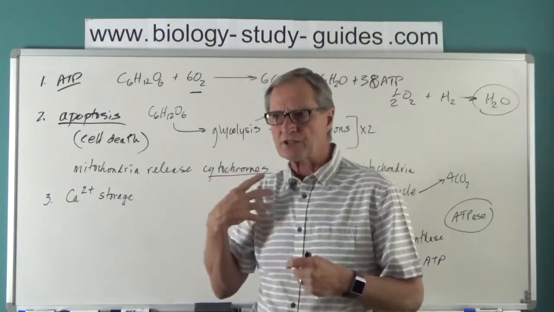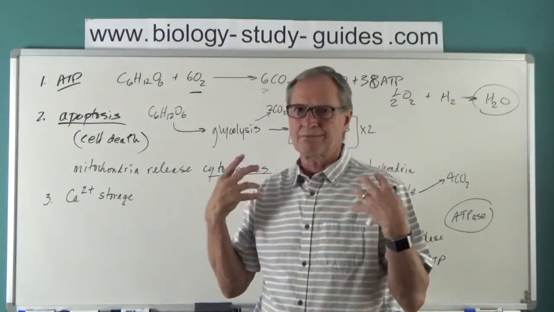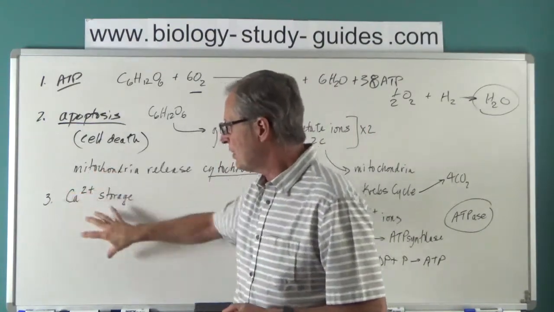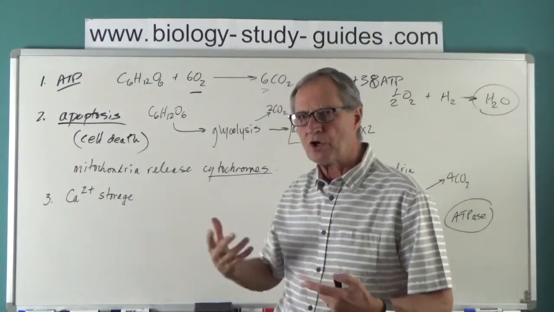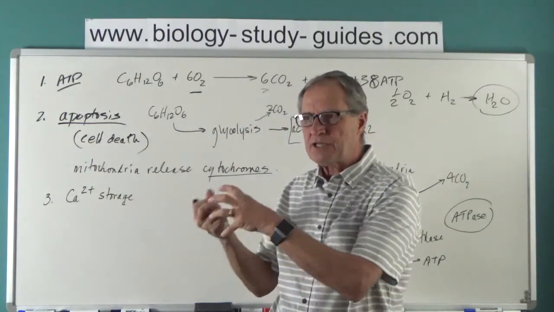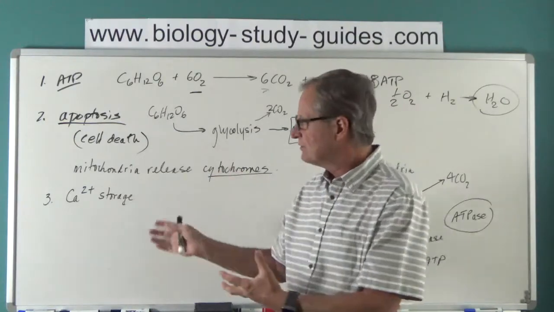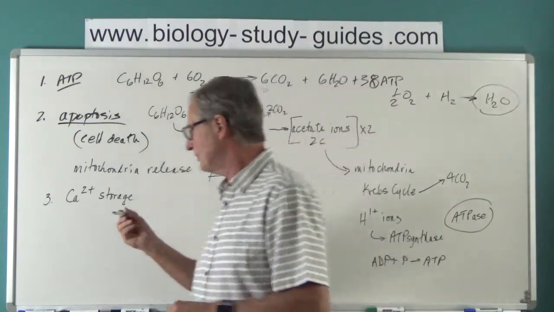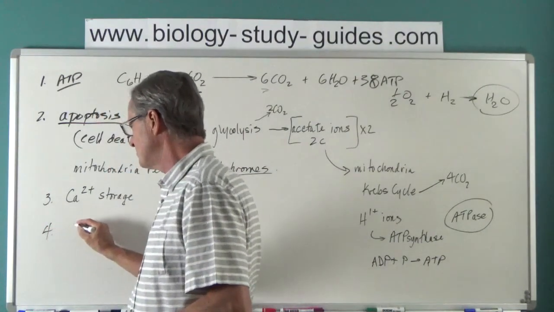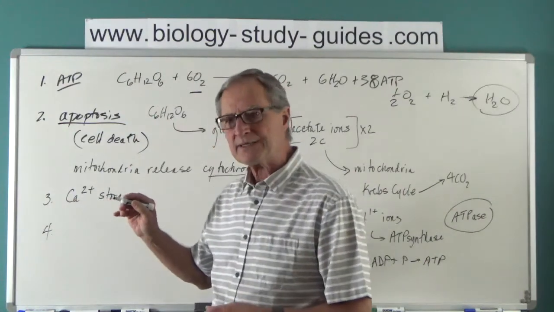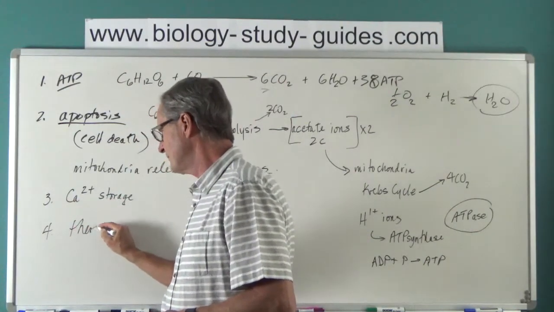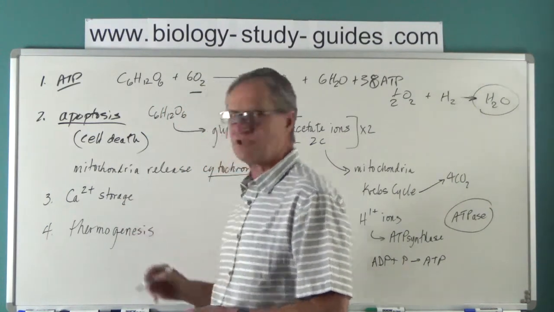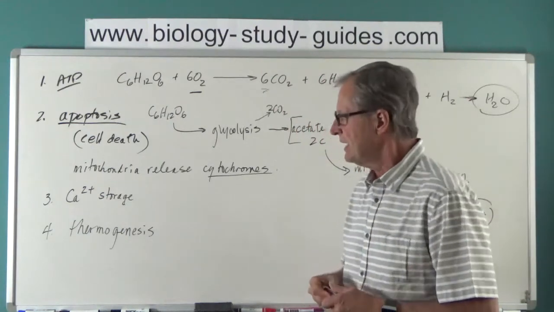So there are lots of cells, if you think about it: nerve cells, muscle cells, bones and teeth, so bone cells. A lot of cells in the body need calcium, and mitochondria will store it, and as the cell's needs manifest themselves, they can release calcium, and cells can use it that way. And a fourth function is to generate heat in cells. Thermogenesis, generating heat in cells.